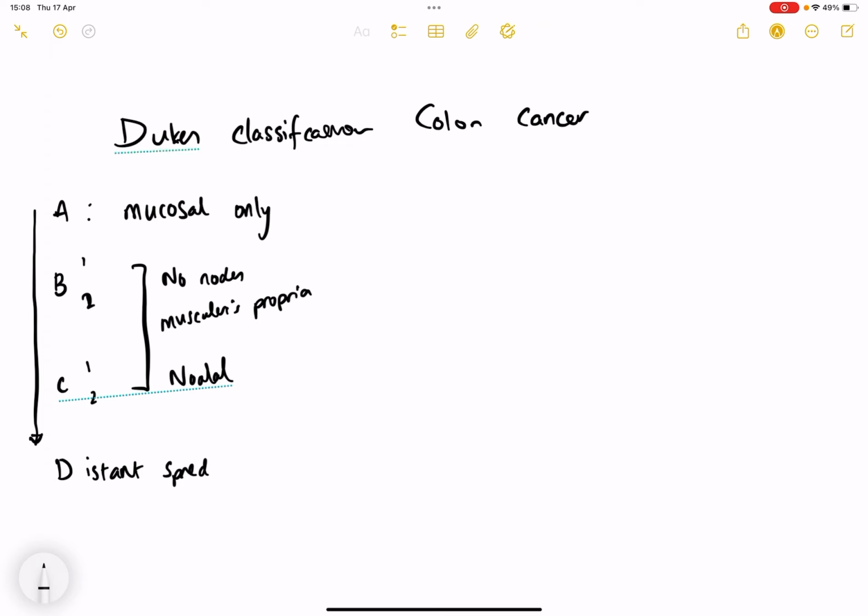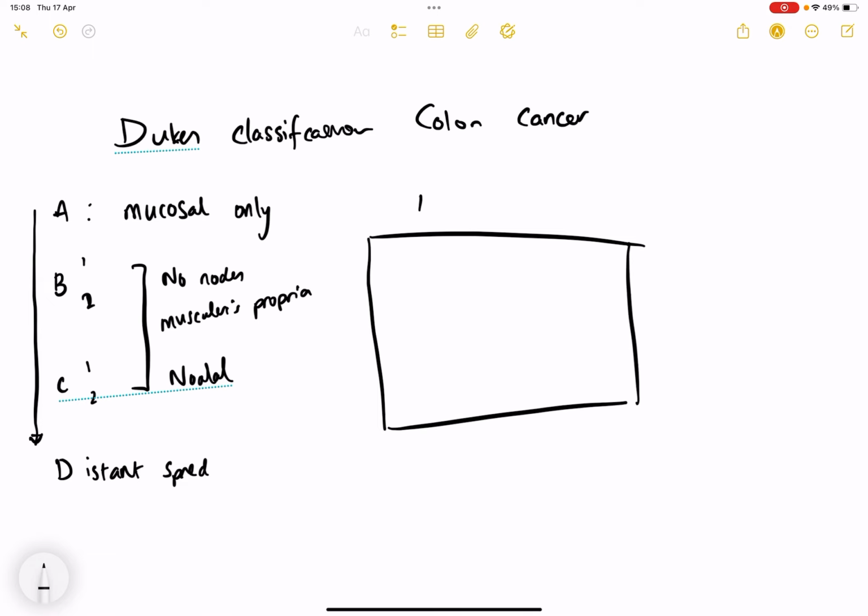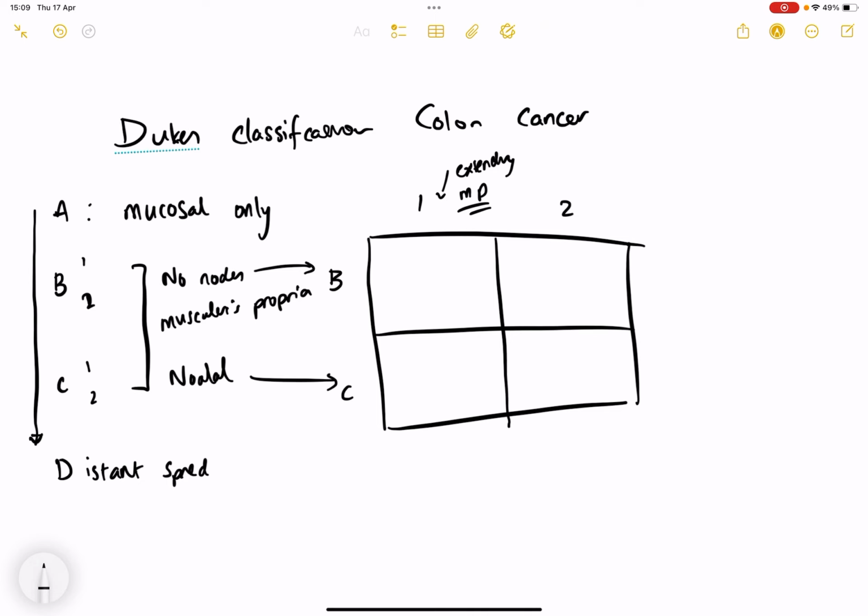So a table to just go about remembering that. I like to put the fact that it's 1 and 2 at the top and B and C to the side. Let's split this up like this. So essentially, like I said before, there's no nodes, whereas these have nodes. And then referring to 1 and 2, 1 is always extending into the muscularis propria but not penetrating it, whereas 2 is all about extending and penetrating. So therefore you can break it up as you like.